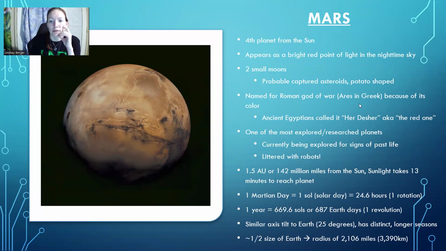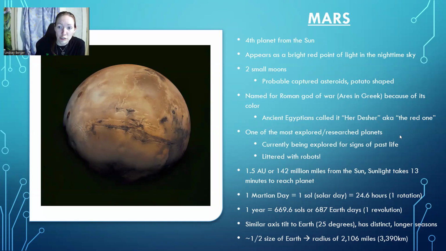Even the ancient Egyptians called it Herdesher, meaning the red one. And it's in some of their mythologies. Now, if you look at its moons, it's got two small moons. We'll talk more about them in our next slide set about the moons of the solar system. But basically, the moons are more than likely captured asteroids. They are very much potato-shaped. They're not very fancy in terms of moons, but they are named after either the war dogs or the sons, depending on which version you look at, of the war god Ares. That's where they get their names, Phobos and Deimos. We'll talk more about that later.